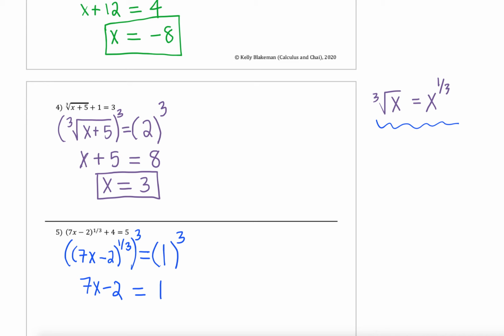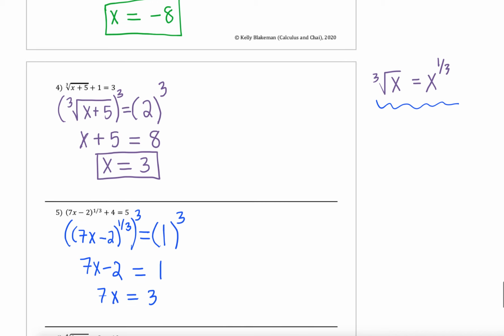And from here we can go ahead and isolate x by adding 2 to both sides. So we get 7x equals 3. And then to divide through by the 7 to get x by itself, we end up getting x equal to 3/7. And that will be our final answer.